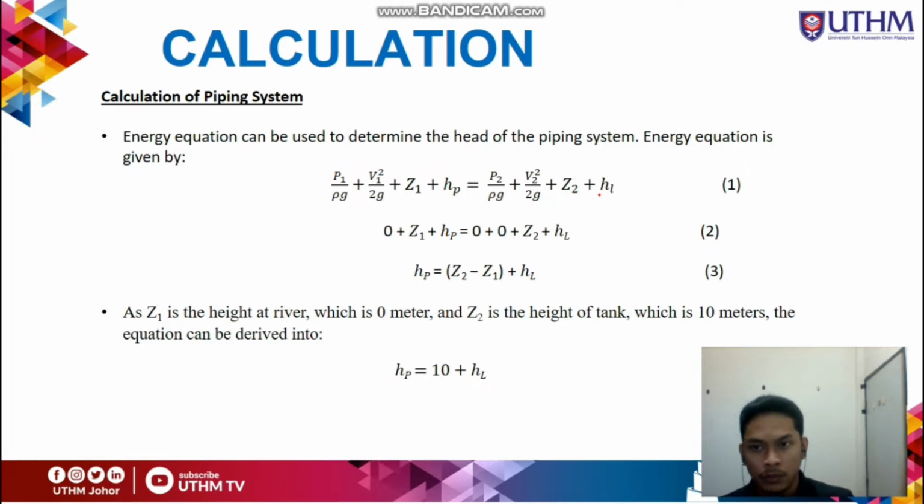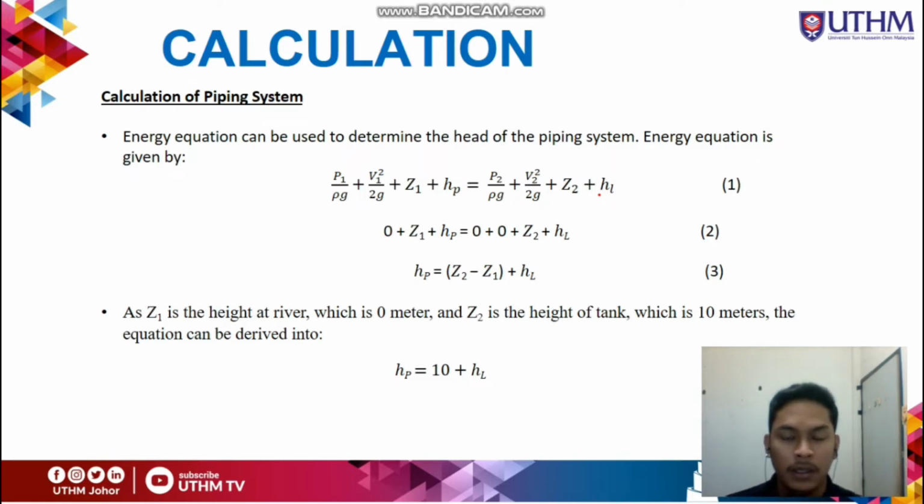I will explain about calculation. First is the calculation of the piping system. First step, we use the energy equation to determine the head of the piping system. The energy equation is given below, which is P1 per rho g plus V1 squared per 2g plus Z1 plus head pump equal to P2 per rho g plus V2 squared per 2g plus Z2 plus HL.